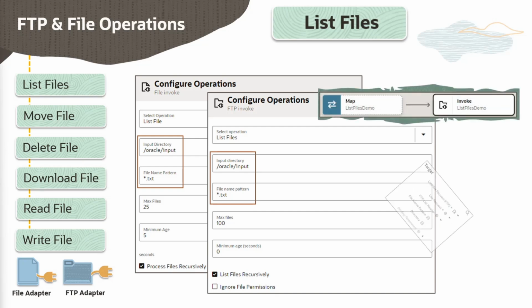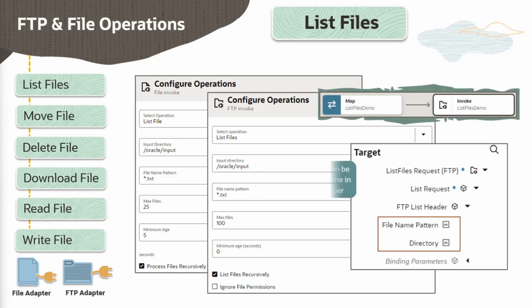However, later, when implementing the map action for this invoke connection, you have the opportunity to dynamically assign the value for the input directory or the file name pattern. If you don't, the invoke will use the values you specified in these fields. You also indicate the maximum number of files to be listed. However, this cannot be more than 1,000.